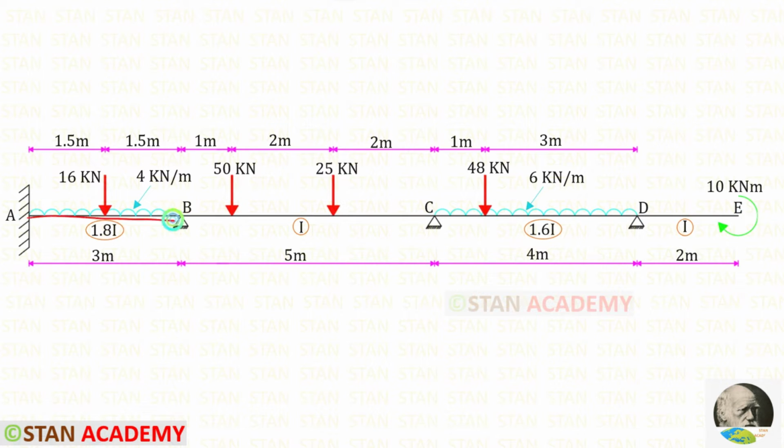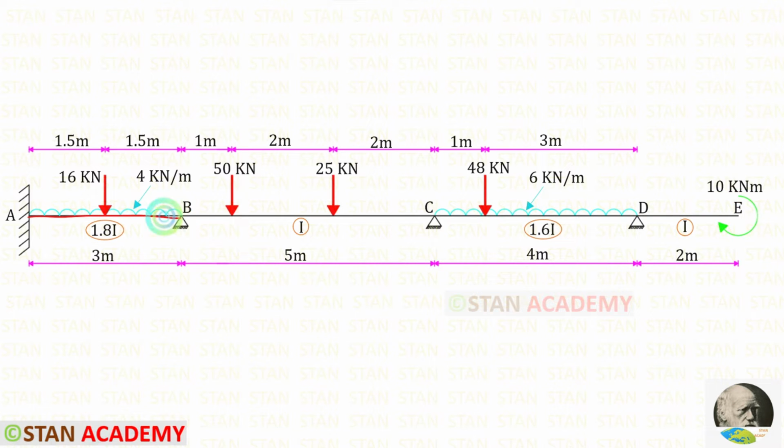In the span AB, we have a point load and uniformly distributed load. In the span BC, there are 2 point loads. In the span CD, there is a point load and a uniformly distributed load. In the overhanging part DE, at the point E, we have a concentrated moment 10 kilonewton meter. It is acting in the clockwise direction.